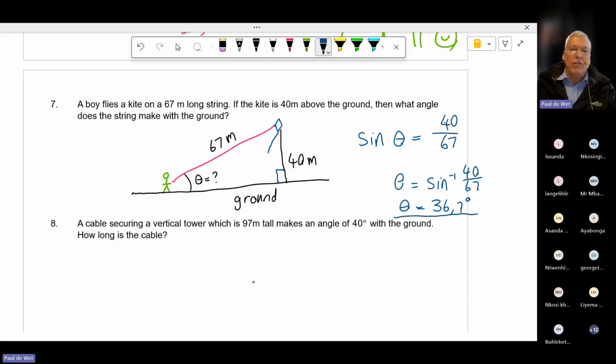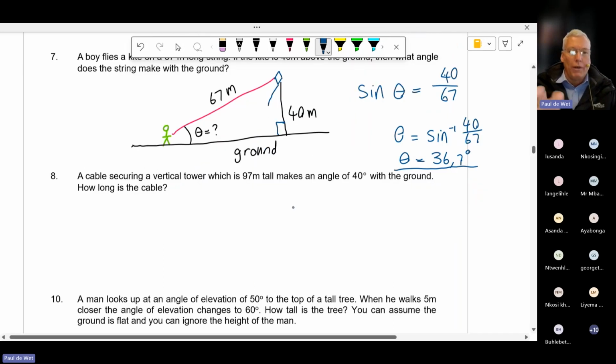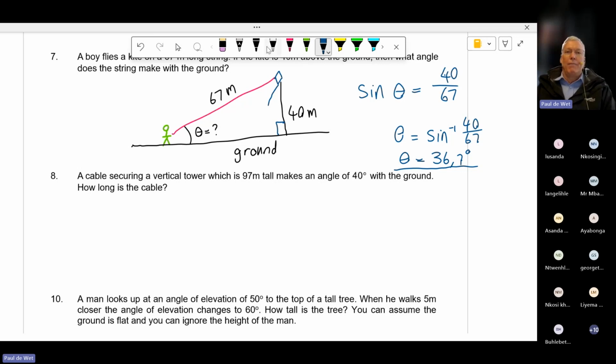Now, I want you guys to try and draw the picture for number 8. This is the last thing we're going to do, and then we'll take a tea break, okay? I want you to try and draw it, and I want you to tell me how long is the cable. So we've got a tower. Here's the tower. Okay, I can't really draw very well. That's why I'm a maths teacher, not an art teacher. If I could draw, maybe I'd be an art teacher.